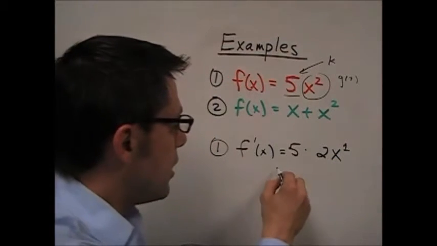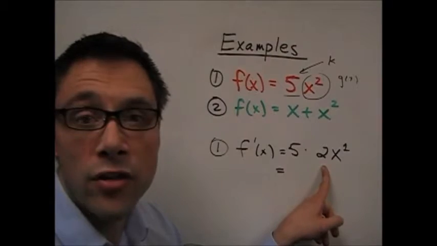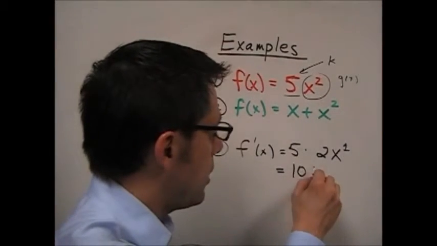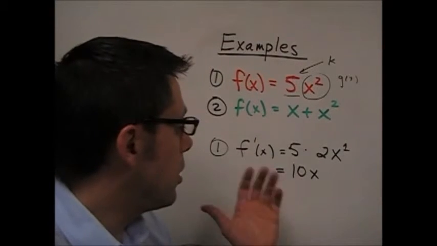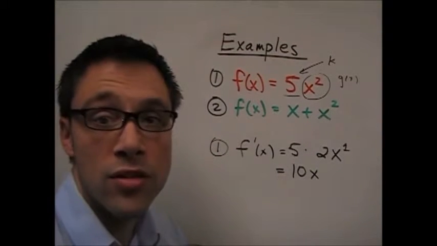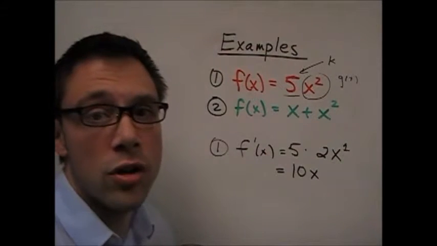Right? And so once we simplify this a little bit, we take the 5 and we multiply it by that 2 to get 10. And of course, we never usually write 1 as an exponent. So our answer is 10x. Okay, so we used this shortcut rule, constant multiplied by a function.